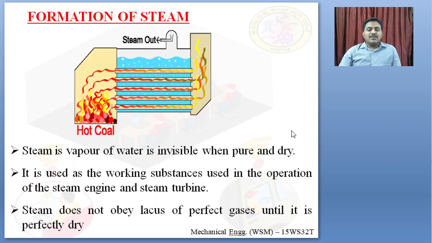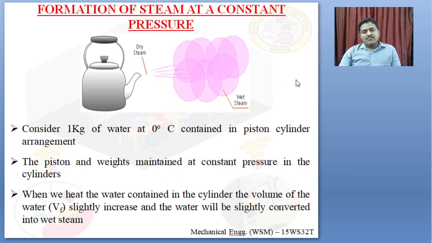Steam is a vapor of water which is invisible when pure and dry. It is used as a working substance or a fuel for the operation of a steam engine or a steam turbine. Steam does not obey the laws of the perfect gas equation until it is perfectly dry. It means wet steam does not obey the perfect gas equation, whereas dry steam obeys the perfect gas equation.